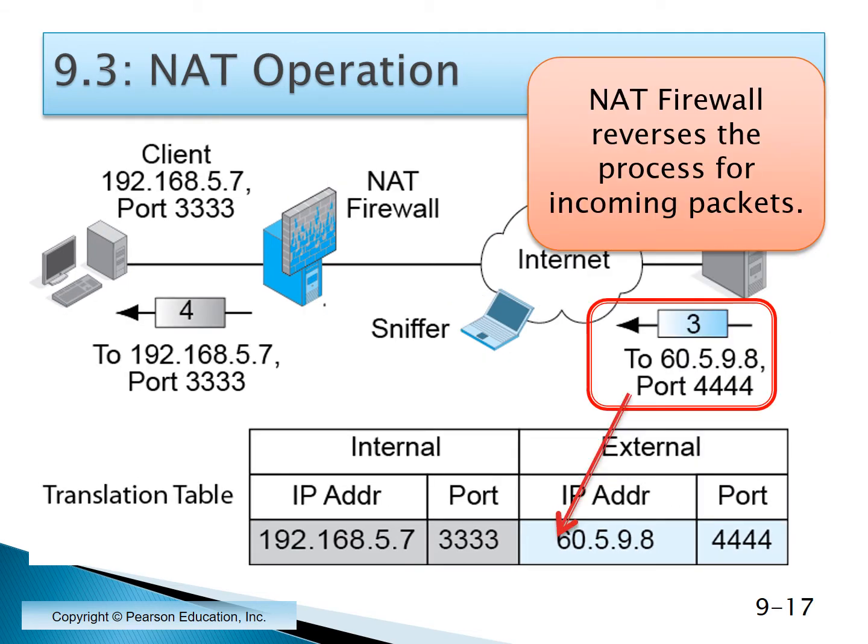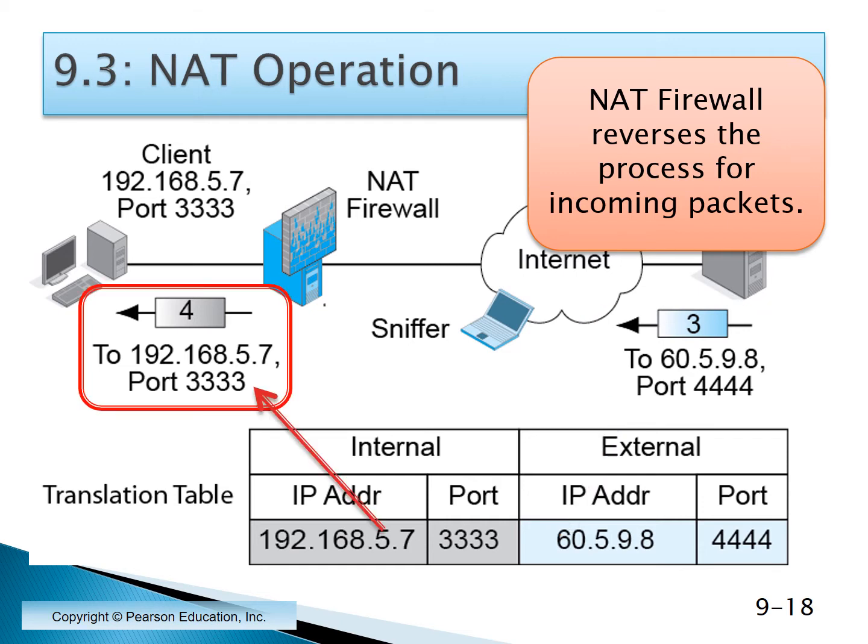Then the NAT firewall will reverse the process for incoming packets. So when there's an incoming packet, from another host on the internet, coming back to this NAT firewall, then I will do the reverse translation. So this external IP address will be translated to this internal IP address such that I will know where to send this packet to. So when you do this, even if you have a sniffer listening to your traffic, this sniffer will not know your actual IP address. Right, so this one is the internal IP address.